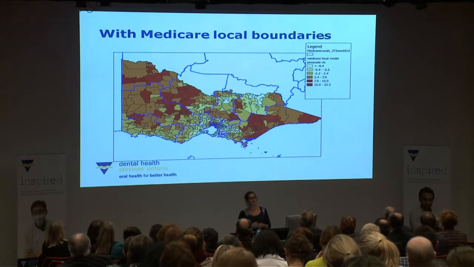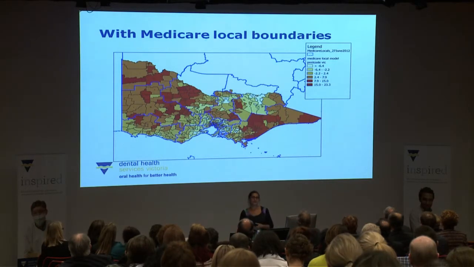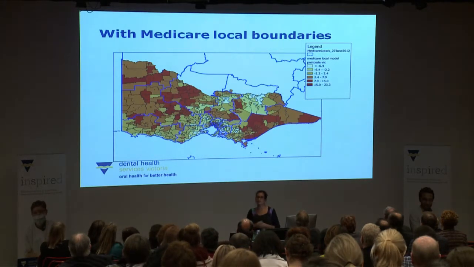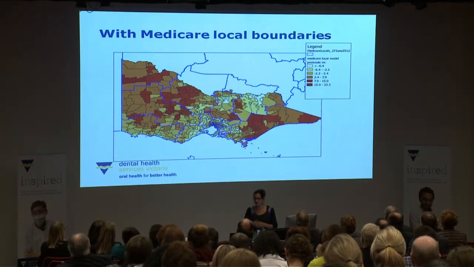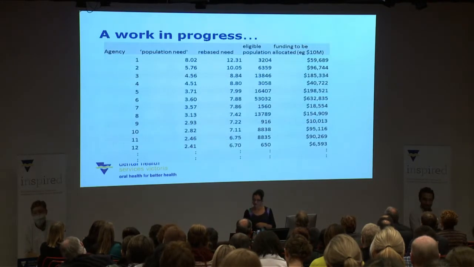Then we try to use this in different ways. So we've now applied this with, if you add a Medicare local boundary on, trying to work with Medicare locals to inform their decision making and their planning about resource allocation as well. And some areas, they are very large areas, of course, so there is heterogeneity within the areas, but some areas have significant oral health risk.